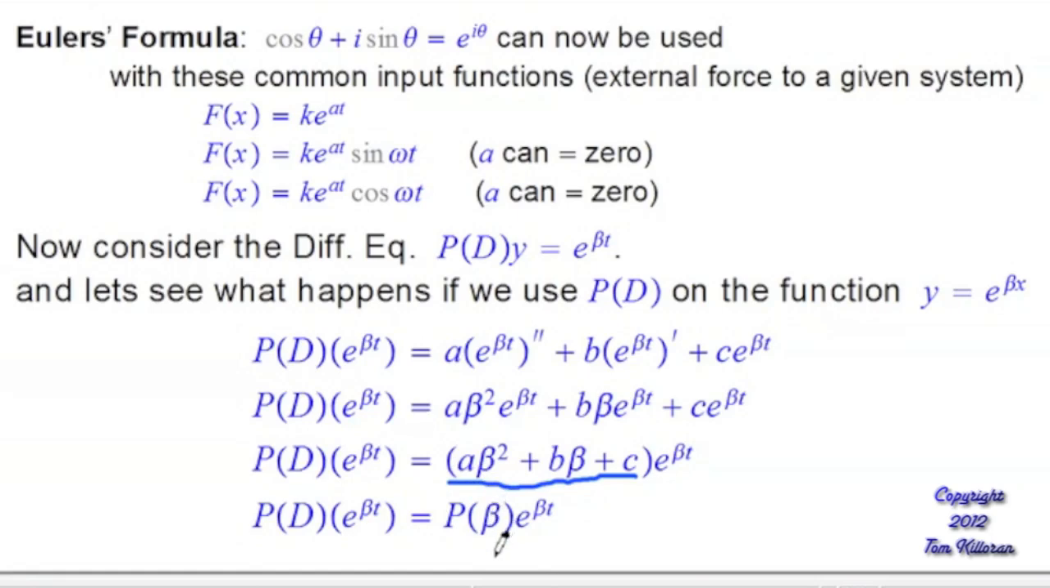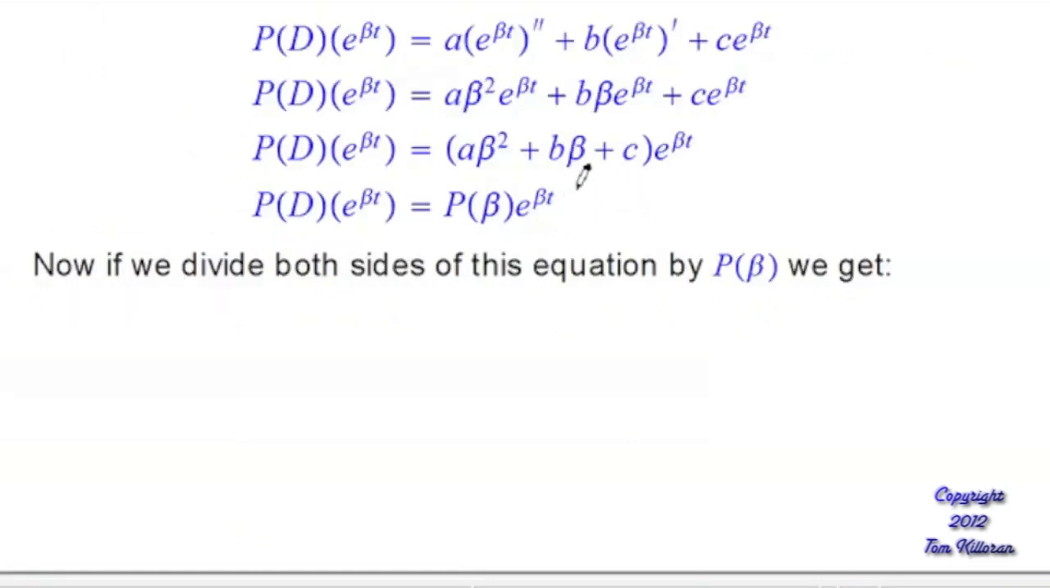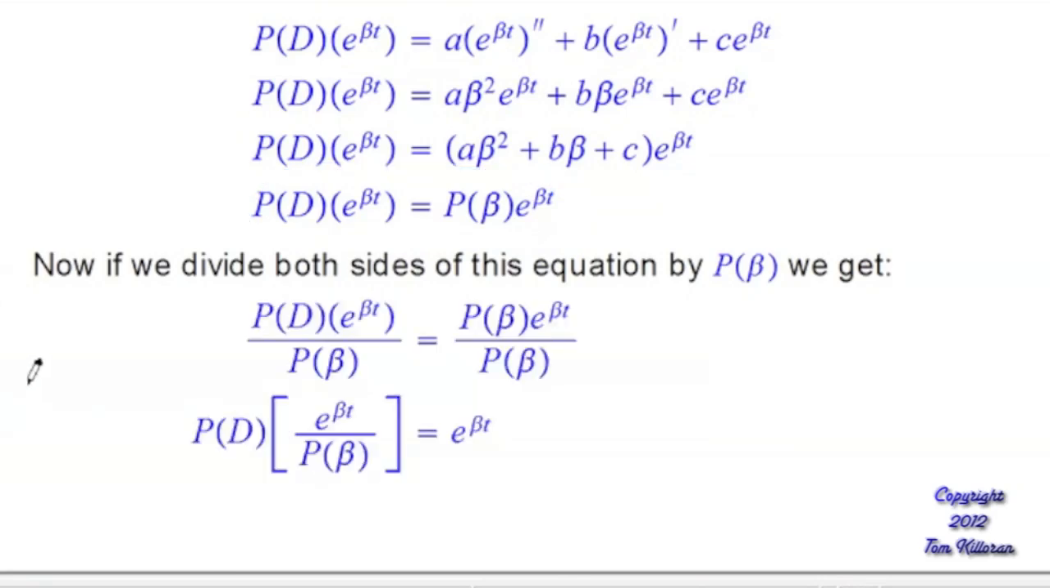Now beta could be real, or it could be imaginary, or it could be complex. It could be any of them. So technically we're just going to let beta be complex. Alright, so that's kind of nice. Now if we take this last thing and we divide both sides by p of beta, we're going to get a nice little equation here.